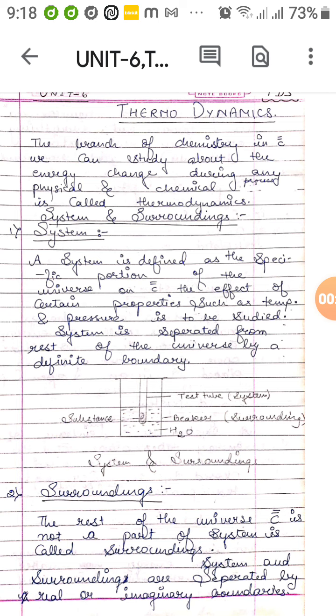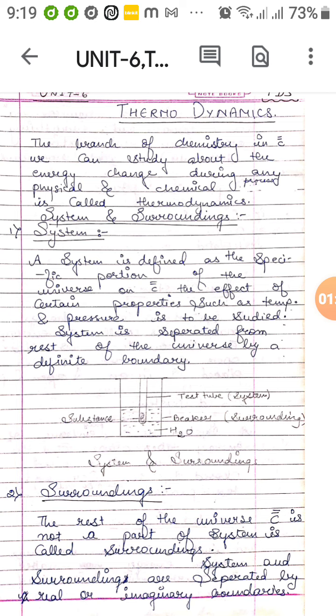First term is system. A system is defined as the specific portion of the universe on which the effect of certain properties such as temperature and pressure is to be studied. System is separated from rest of the universe by a definite boundary.